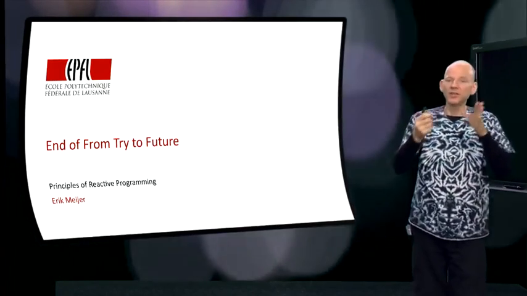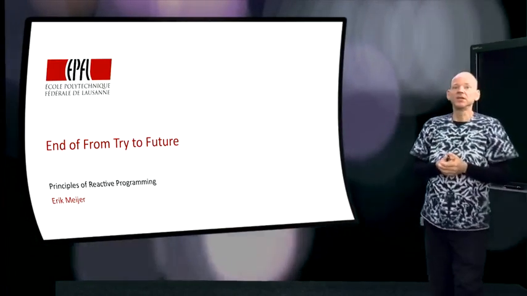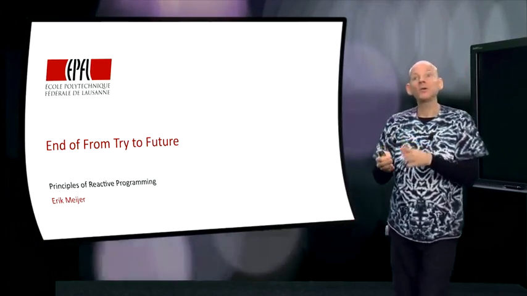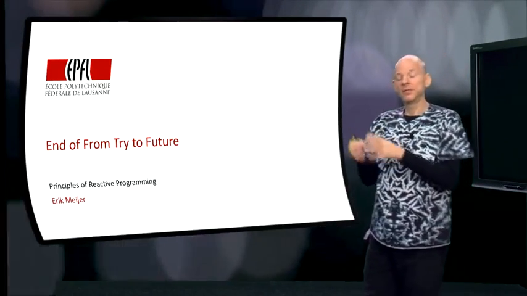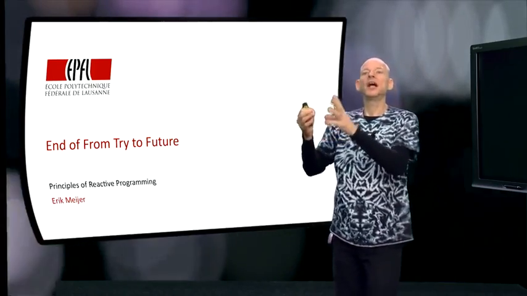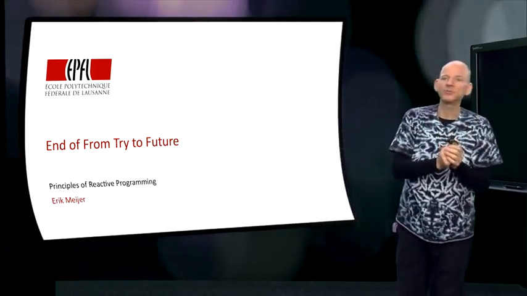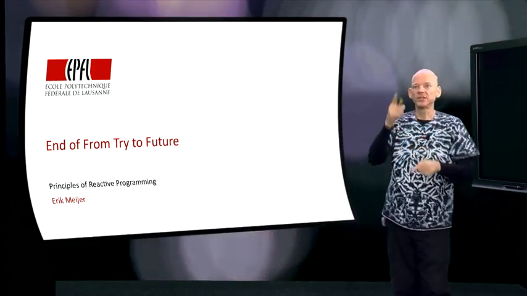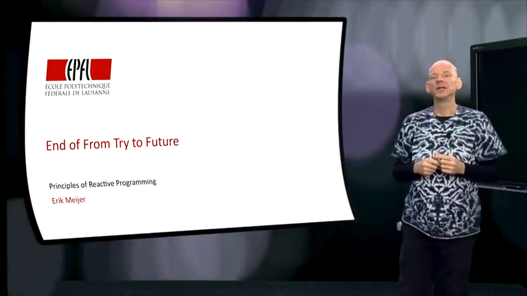All right, so that was our short derivation to go from try to future. And now we will go and do iterables, and then at some point we'll use the same trick to dualize iterables to observables. So see you next time.